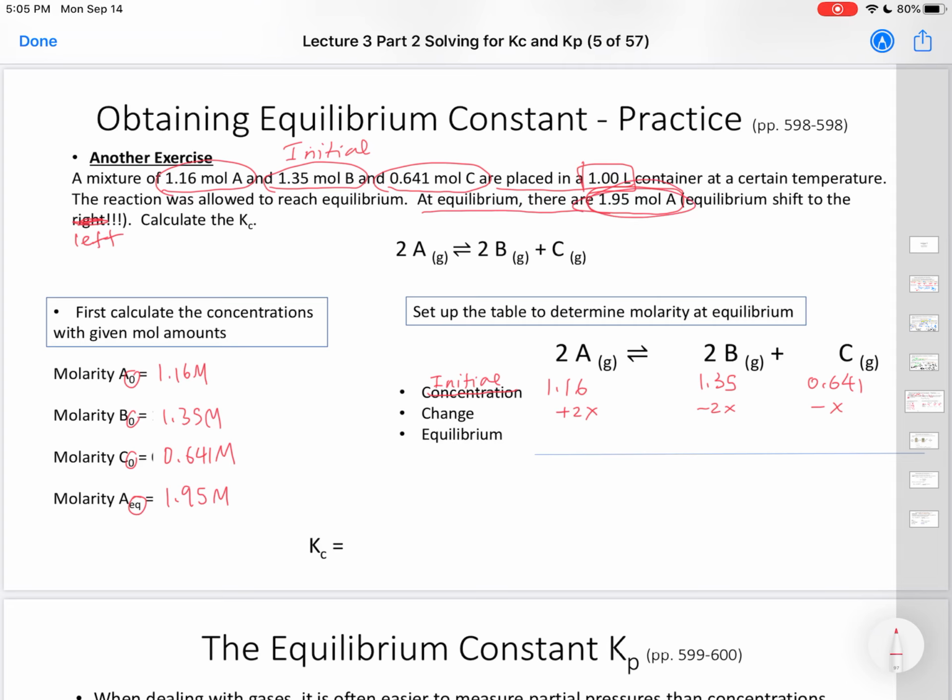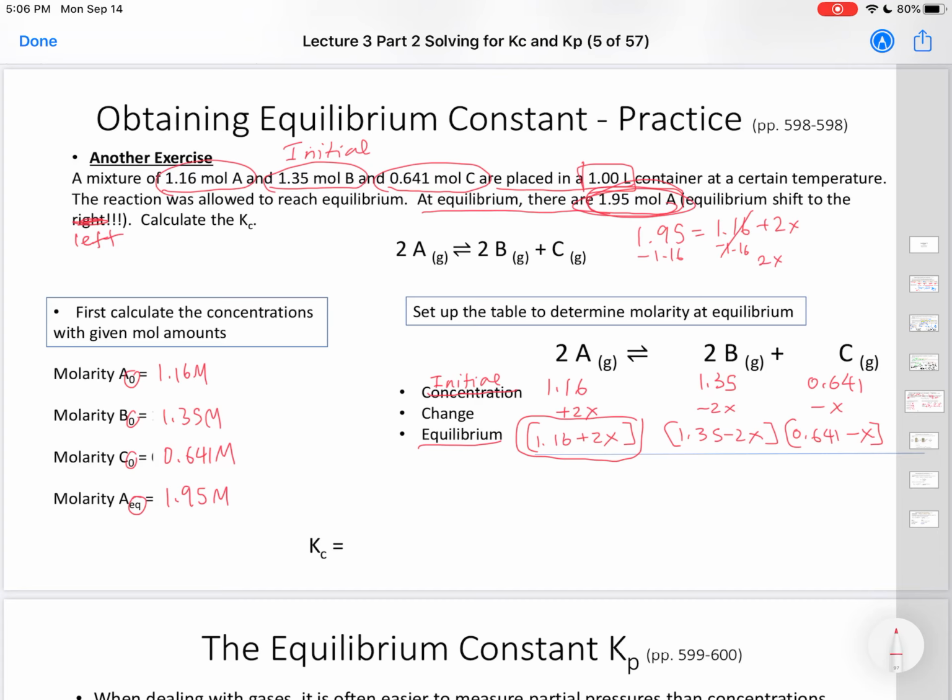Notice that the signs are reversed here because you have more of the A than you did initially. Okay, this becomes 1.16 plus 2x. This becomes 1.35 minus 2x. And this becomes 0.641 minus x at equilibrium. Okay, and they tell you that the concentration of A is 1.95 at equilibrium. So really, equilibrium A is this number here. So 1.95 is equal to 1.16 plus 2x. Okay, I'm going to subtract 1.16.